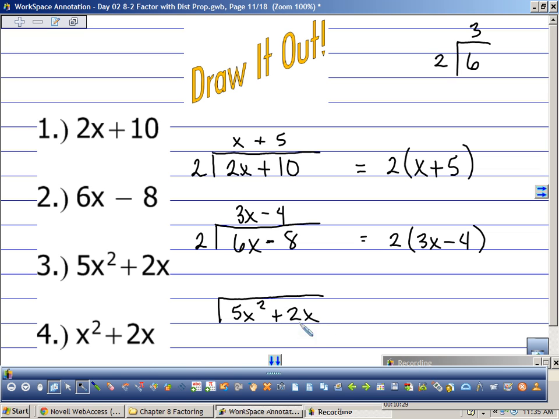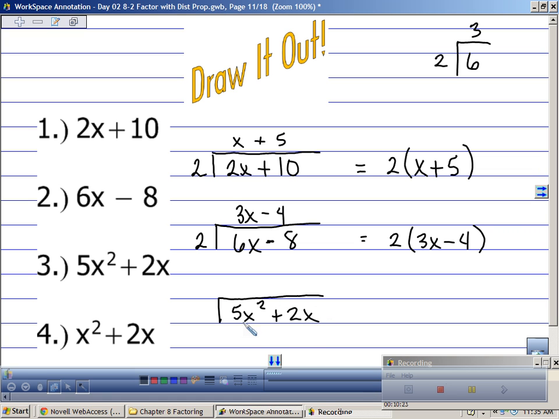Any feedback? Yeah? Continue? All right, so there is no greatest common factor between 5 and 2, but there is among the variables. What is it? They both share an x. X times what makes 5x squared? 5x. X times what makes 2x? Positive 2. So my answer is x times the quantity 5x plus 2.